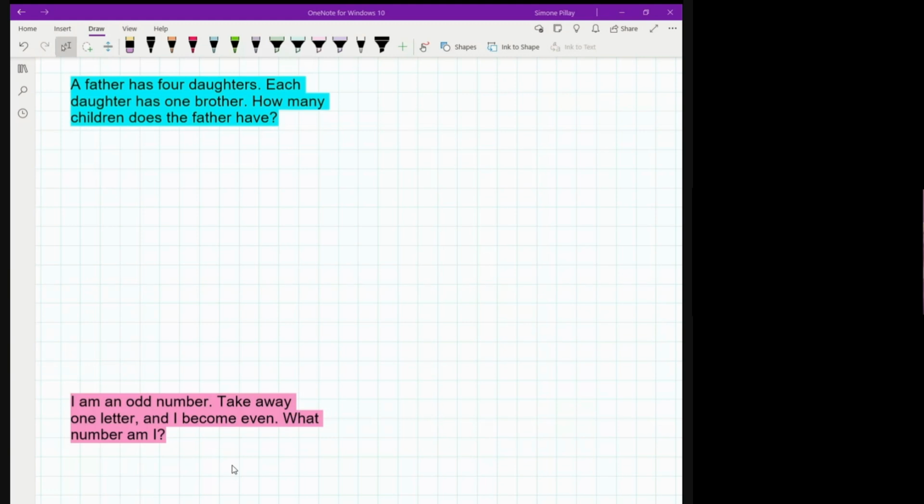No. Nkuli, you? Ma'am, for the father one, a father has 4 daughters. Each daughter has one brother. How many children does the father have? The father only has 5 children. 100%. Because the father has 4 daughters and one son. All of the daughters have the same one brother. 100%. Yes. Oh, ma'am, I've got the answer to the third one. What is it?